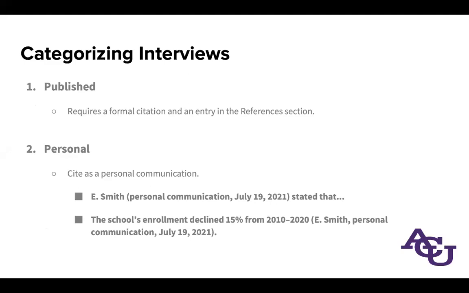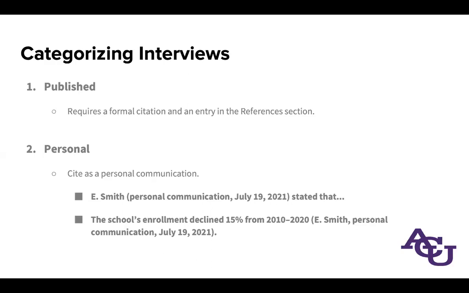For example, it could be published in a newspaper article, it could be published in a journal article, it could be a video that you found on YouTube where someone is doing an interview. If it's published and thus available, accessible to the public, we need to cite it using a formal citation, the author-date citation, and to have an entry in the references section.